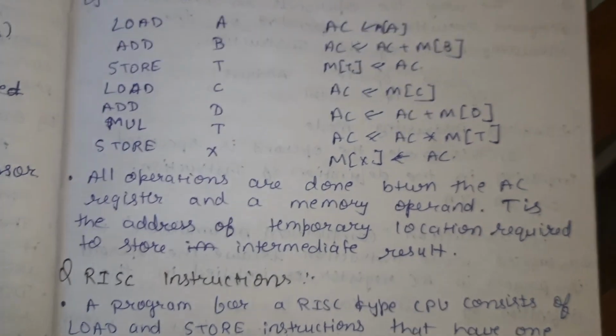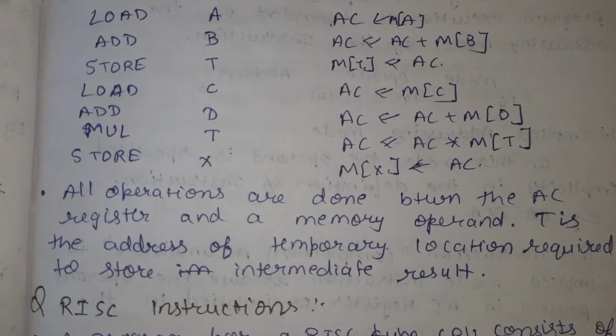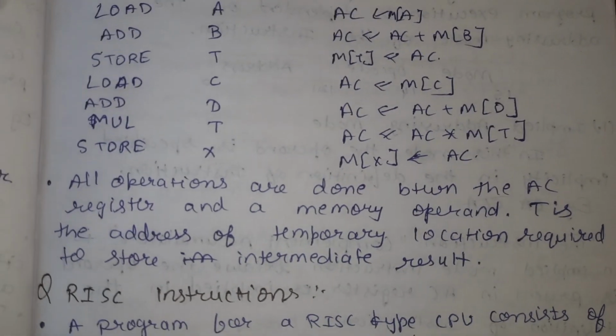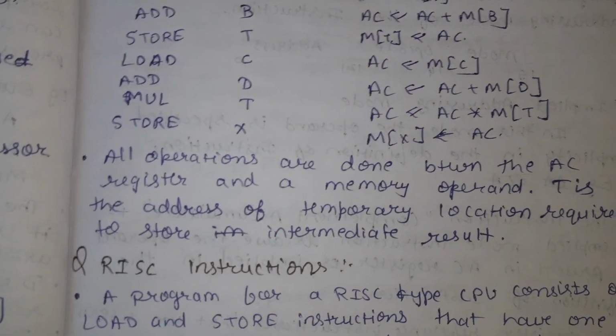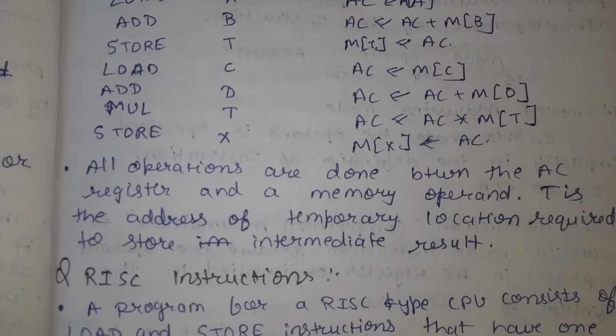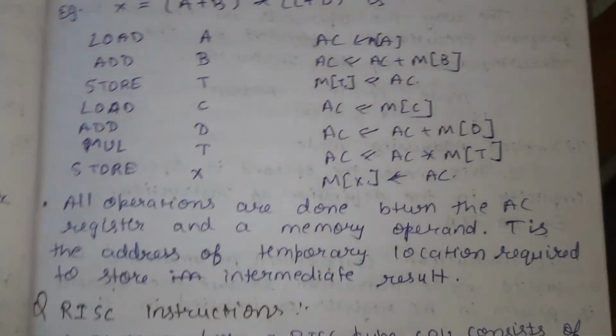All operations are done between the AC register and the memory operand. T is the address of a temporary location required to store the intermediate result.